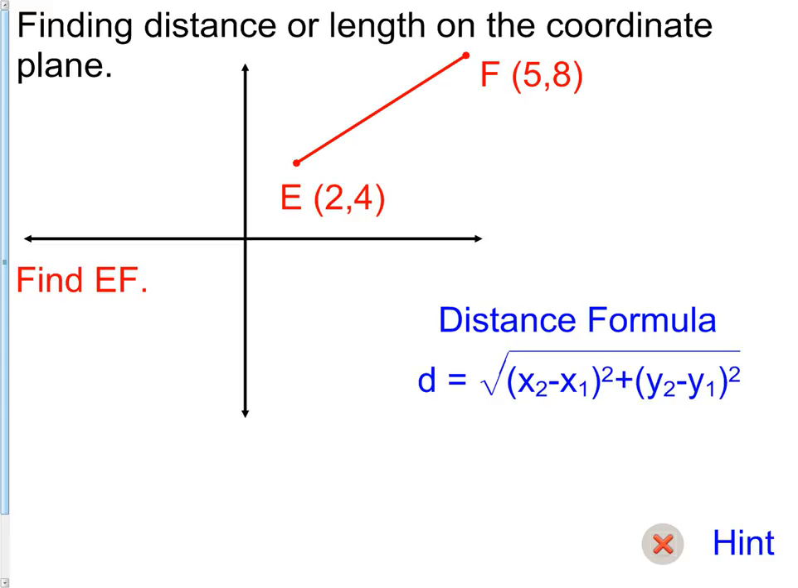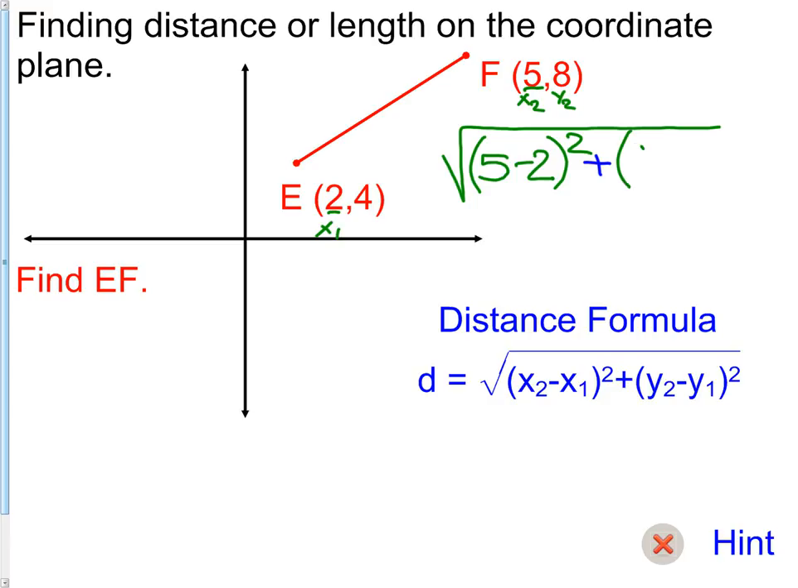The first thing we need to remember is which are the x-coordinates. In this question, it's the 2 and the 5. Now I need to choose which is going to be my x2. I will use the 5 as my x2, which makes the 2 my x1. So I set up my problem. x2 minus x1 squared, plus, now if 5 is x2, that means 8 has to be y2. So now we have 8 minus 4, also squared.